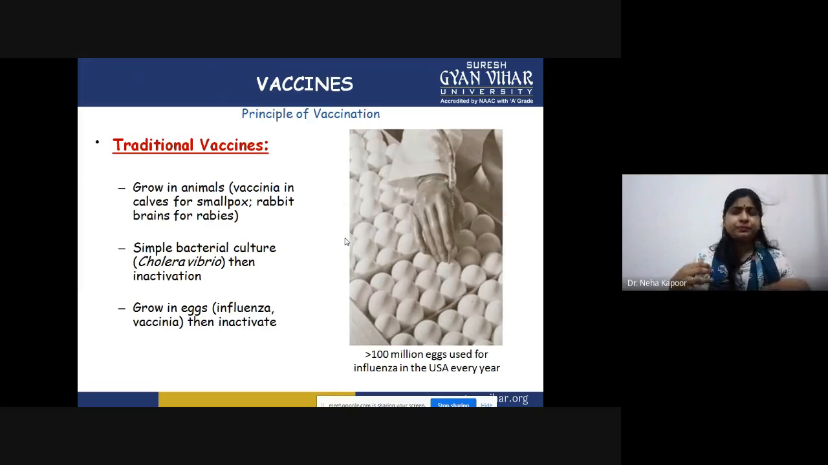In the past, when this concept was devised, the traditional vaccines we were using were those where the infectious agent was grown in animals, for example vaccinia virus in calves for smallpox, and rabbit brains for rabies. Simply bacterial cultures were also used, then inactivated, and then administered to humans. All of these were traditional practices.